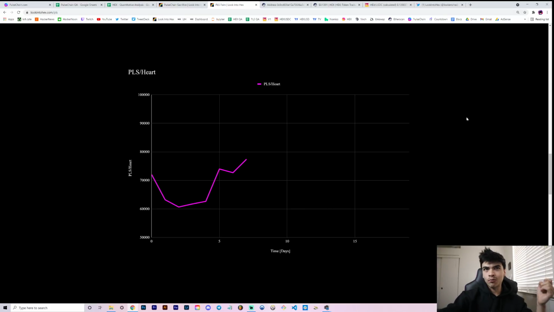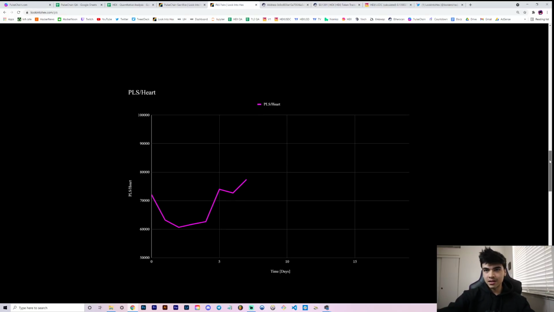The charts on this page, LookIntoHex.com/PLS, are more akin to something like an ETH BTC valuation you might see on TradingView, where you're really just tracking the value of one versus the value of another. You're not aligning them by launch or anything like that. You're simply looking at real time: what's the price of one of these coins divided by the price of another coin? So you're looking at a pair valuation. So this is your PLS HEX valuation.